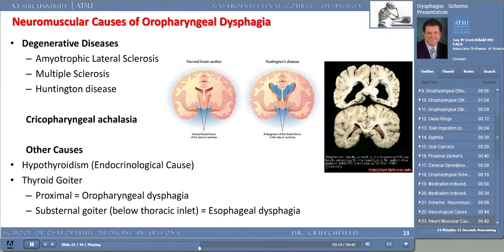If it's up high in the patient's neck, the patient may complain of a globus sensation, a fullness. If the goiter is beneath the thoracic inlet, he'll complain of esophageal dysphagia. And of course, cricopharyngeal achalasia is very uncommon, but it does fit under a neuromuscular cause of oropharyngeal dysphagia.